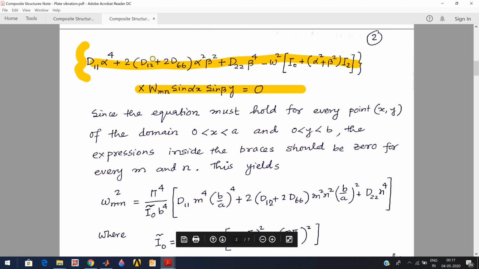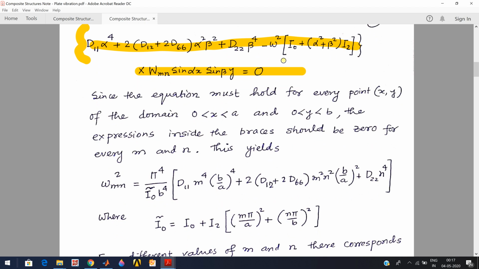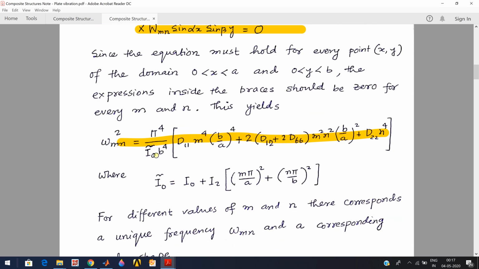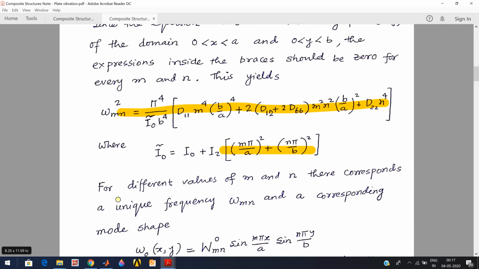So if we get this equation, then here you can solve for omega, and omega will be omega mn square. So this omega will depend on the m and n we choose, and this can be expressed in this form. And here I0 bar is considered as a new variable, which is dependent on I0 and I2 in this way. So this is also dependent on m and n.